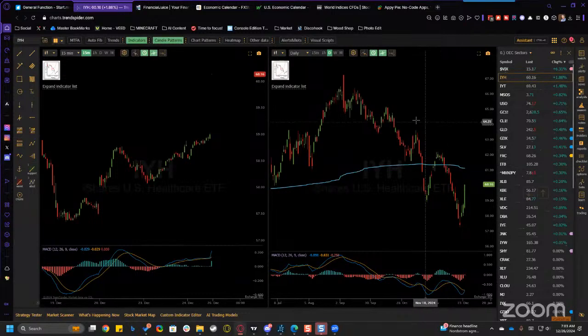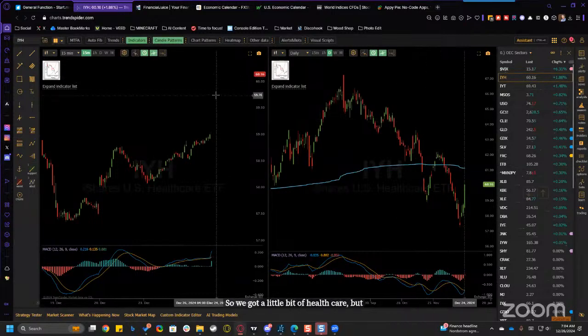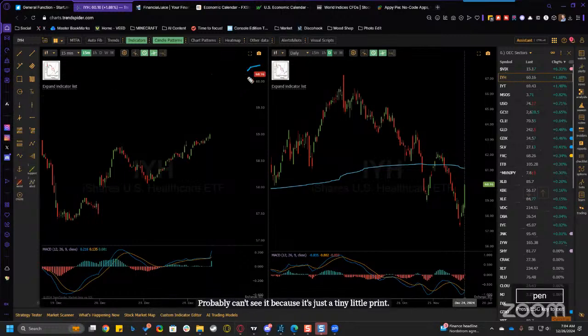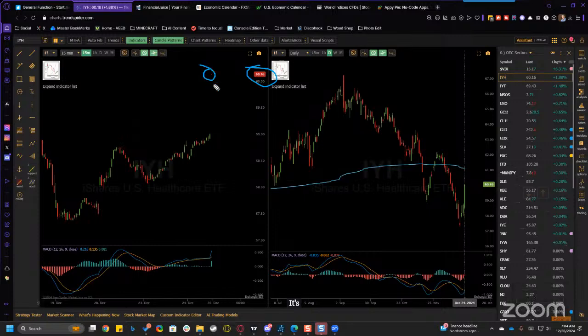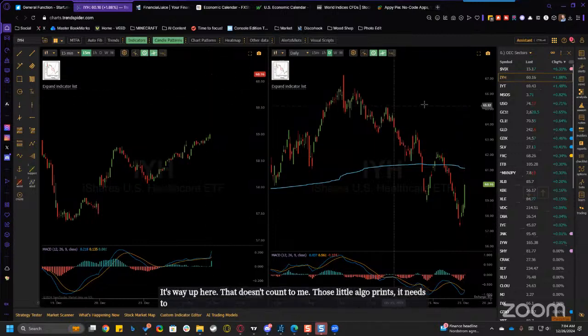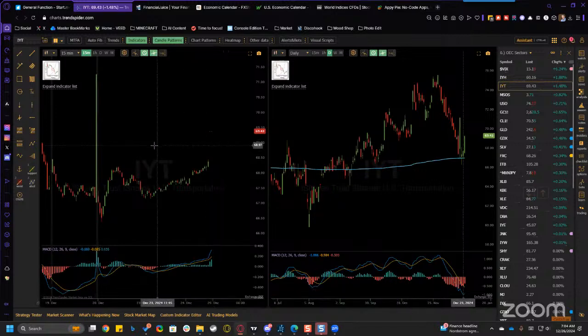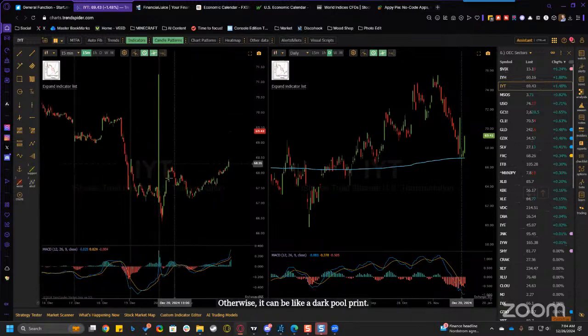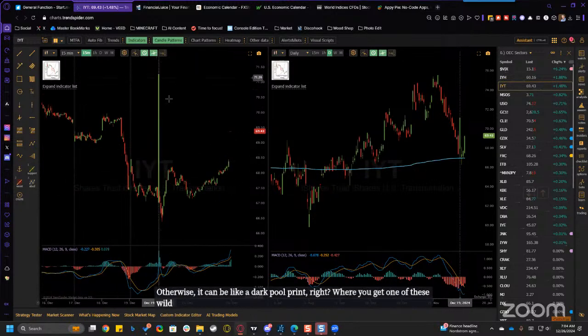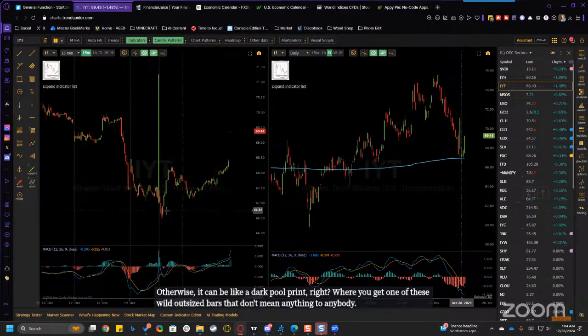So we got a little bit of healthcare, but you can see it's just an algo print. Probably can't see it because it's just a tiny little print. It's way up here. So that doesn't count to me. Those little algo prints, it needs to stick and show us that it's going to stick. Otherwise, it can be like a dark pool print, right? Where you get one of these wild outsized bars that don't mean anything to anybody.